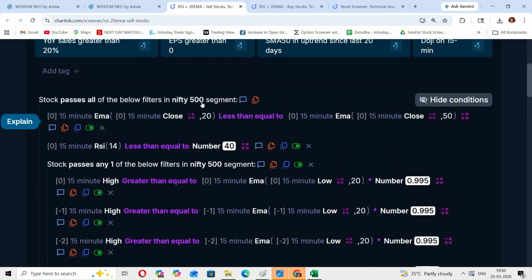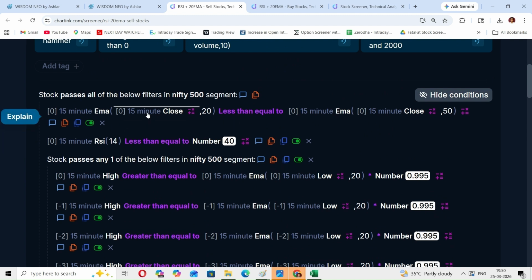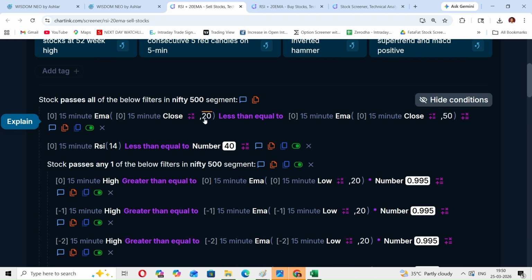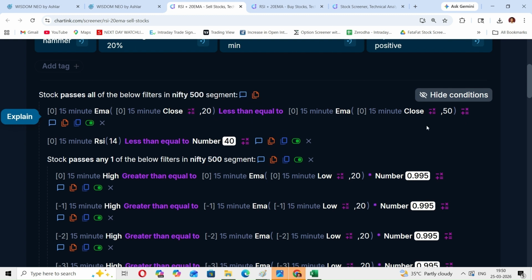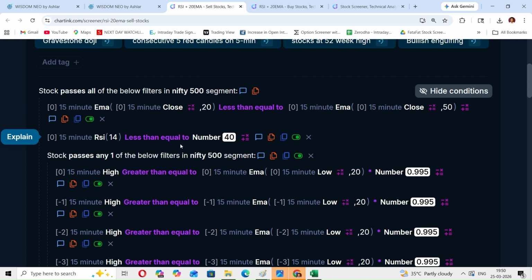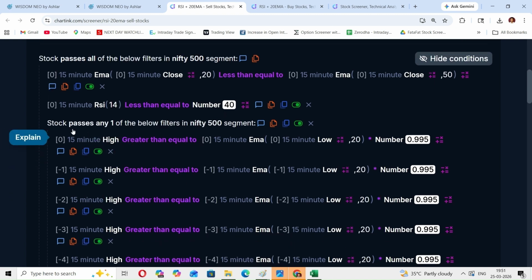We will look for the Nifty 500 stocks, and the scanner will be on a 15-minute time frame. 20 EMA should be trending below 50 EMA. That is, 20 EMA should be less than 50 EMA. So that means we will look for the stocks which are in a downtrend, right? Then 50-minute RSI 14 value should be below 40, so that the stock should be in a momentum in a downtrend. Then the stock passes any one of the below conditions in the Nifty 500 segment.